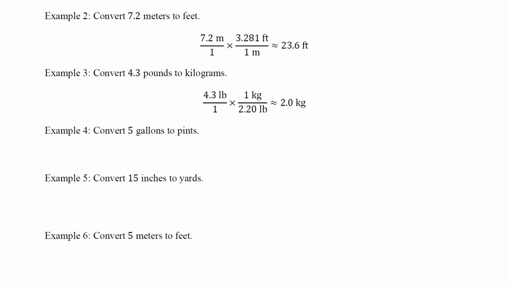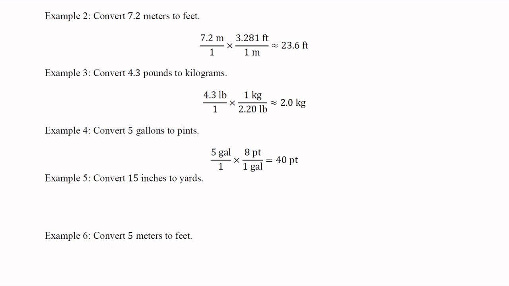For example 4, convert 5 gallons to pints. So we start with 5 gallons. We find our conversion factor. There's 8 pints in a gallon. Gallons go on bottom, so we can cancel the units off the top and the bottom. 5 times 8 gives us an exact answer of 40 pints. So in this case, 40 pints is exactly 5 gallons.